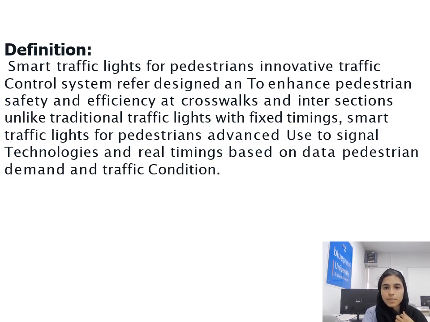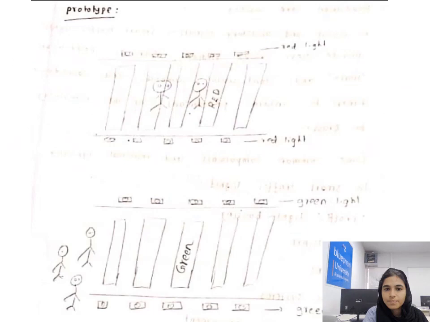Smart traffic lights for pedestrians are an innovative traffic control system designed to enhance pedestrian safety and efficiency at crosswalks and intersections. Unlike traditional traffic lights with fixed timers, smart traffic lights for pedestrians use advanced signal technologies and real-time data based on pedestrian demand and traffic conditions. This is a prototype.